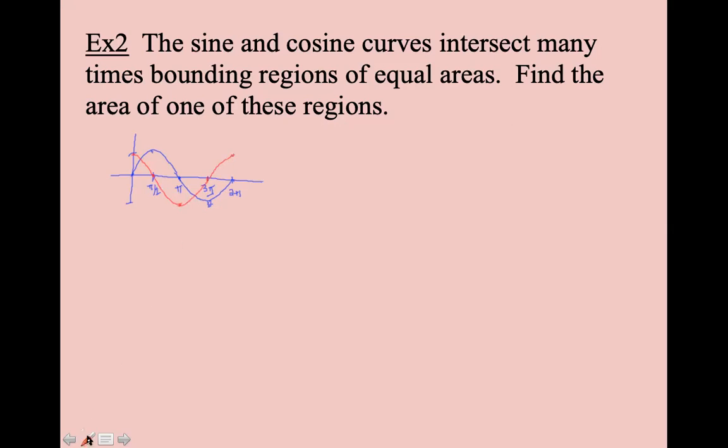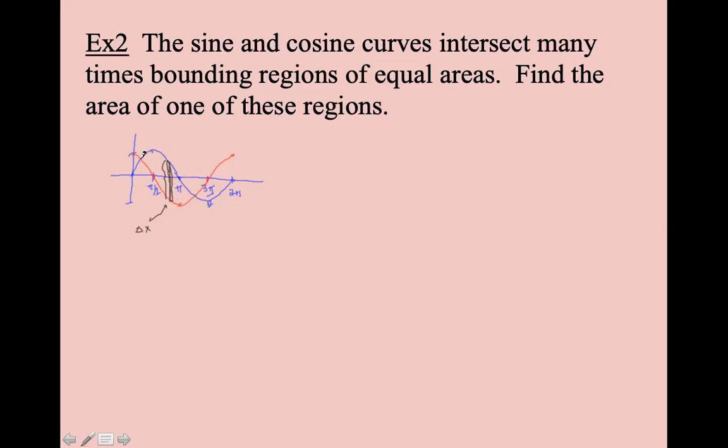Right, so the area that we are trying to find is this region in here. So my representative rectangle, if I just draw one here, again, I'm going to be integrating with respect to x. So the width of that representative rectangle is delta x. The height of the rectangle is the difference between these two curves. And if we look, we can see that the sine curve lies above the cosine curve in this region.